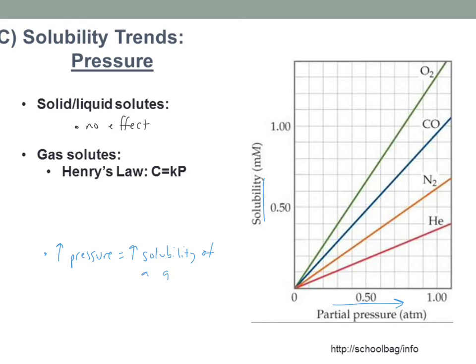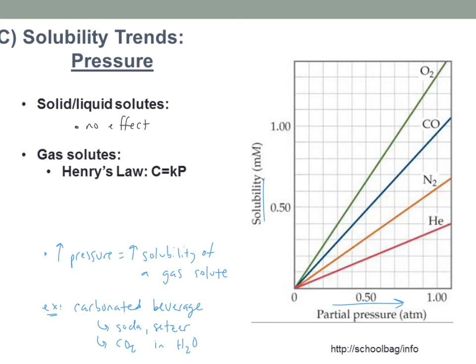Of a gas solute. I know it's kind of weird for us to think of gases being dissolved in solution, but a good example of that would be a carbonated beverage. Whether it's soda, or those popular seltzer waters, bubble water, all those sorts of things, all of those are just carbon dioxide dissolved in water. That's all we're talking about.